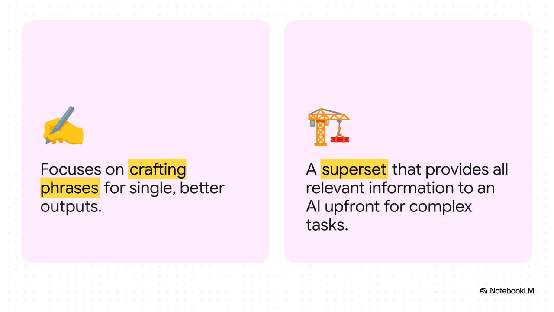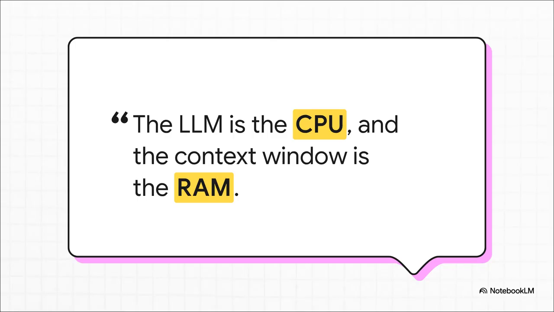It's a whole system. It's about giving the AI its entire universe of information, examples, rules, knowledge of your code base, all before it even starts working. And this right here is the perfect analogy to make it all click. The large language model, the LLM, that's your CPU. It's the raw processing power. But the context window, that's the RAM. It's the AI's short-term working memory.